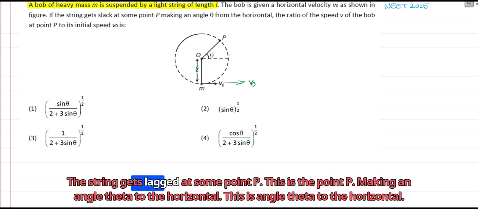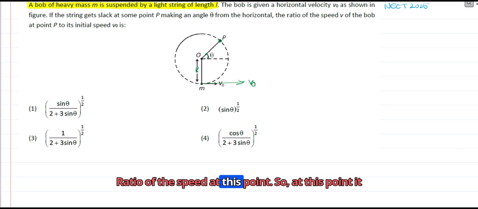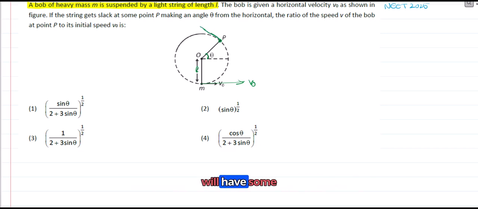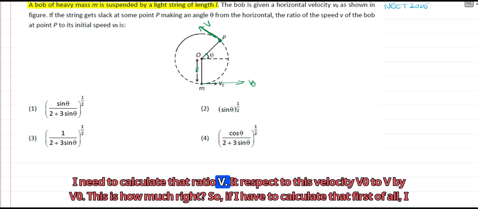The string gets slack at some point P. This is the point P, making an angle theta to the horizontal. This is angle theta to the horizontal. We need the ratio of the speed at this point. At this point, it will have some velocity V. I need to calculate that ratio V with respect to V0. V by V0 is how much, right?